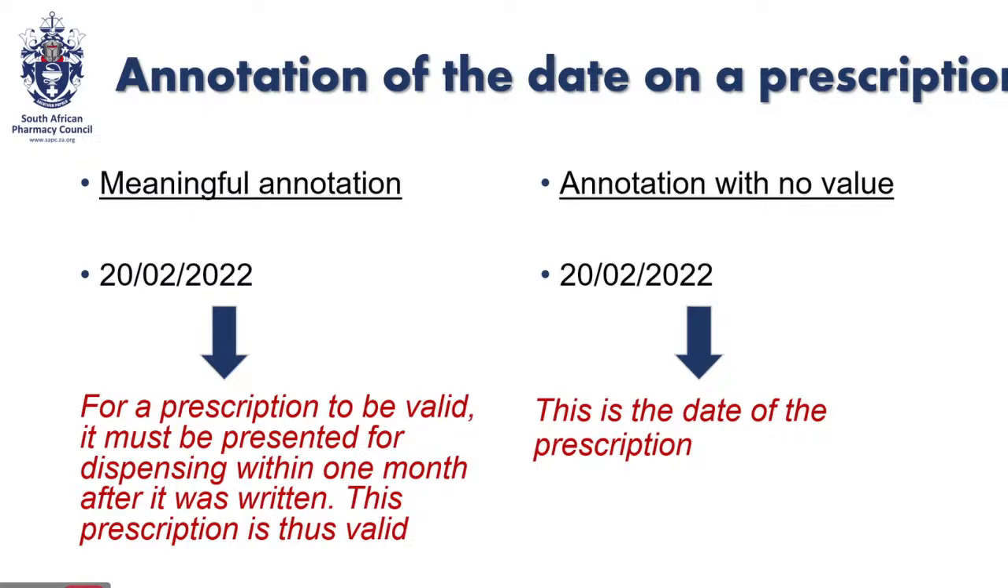What you have to do with your annotation is you have to provide meaning. What was the relevance of the date? Why was the date important? So you can see a meaningful annotation would be, for a prescription to be valid, it must be presented for dispensing within 1 month after it was written. This prescription is thus valid. So can you see the difference? Everybody knows it's a date, but you as an intern must tell us why the date was important to begin with and what is the meaning of the date on a prescription. Why should it be there?